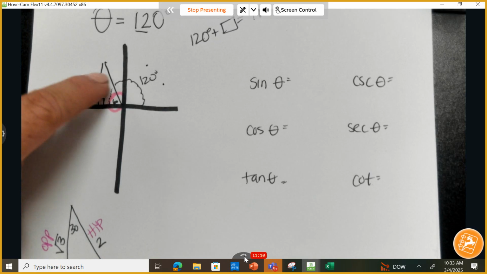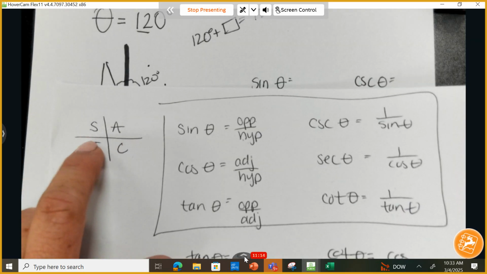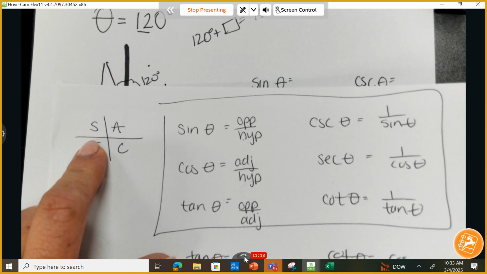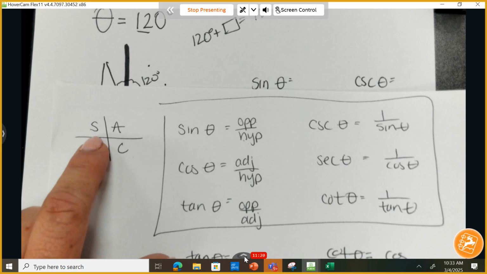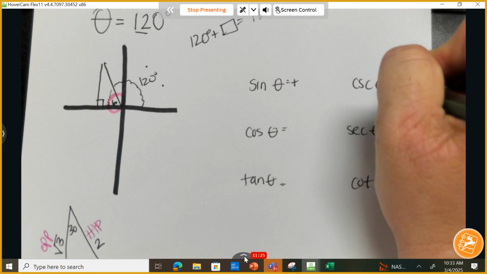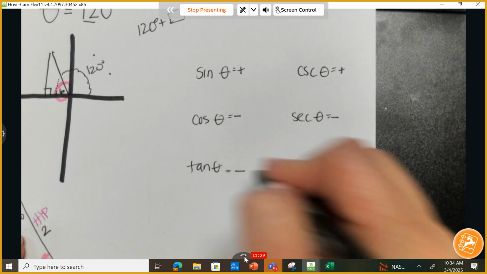Now, this landed in quadrant number 2. In quadrant number 2, I see an S. What does that mean? Turn to your group. You have 5 seconds. What does that S mean? It stands for sine. It means only sine, and its reciprocal, are positive. Everything else gets a negative.